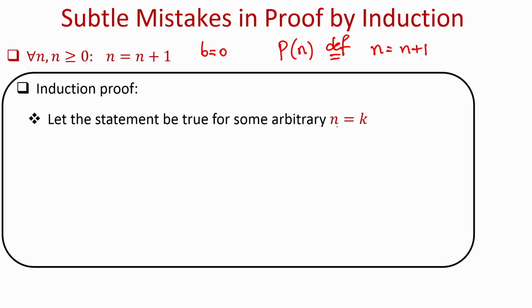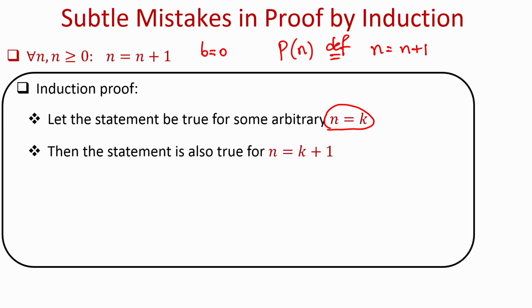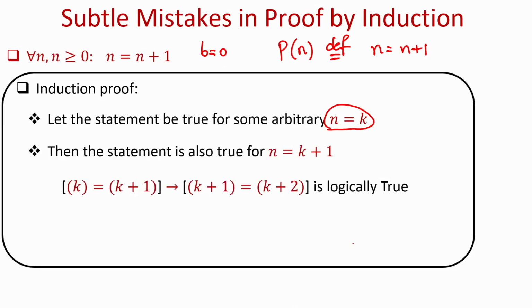So, let the statement be true for some n equal to k. That means we are trying to prove the inductive step. Then the statement is also true for n equal to k plus 1. And why so? Because if the statement is true for n equal to k, that means p of k is true, and p of k is nothing but the proposition k is equal to k plus 1, and we want to prove that the statement is true even for k plus 1, and the predicate p for k plus 1 is nothing but the proposition k plus 1 equal to k plus 2.